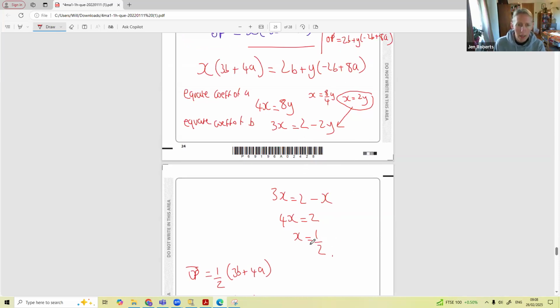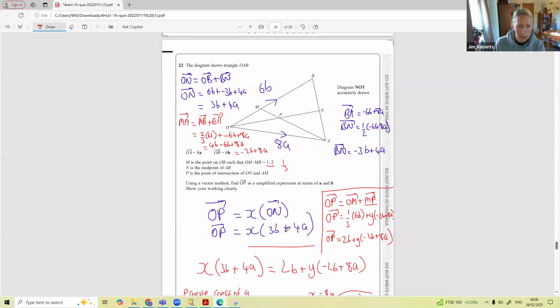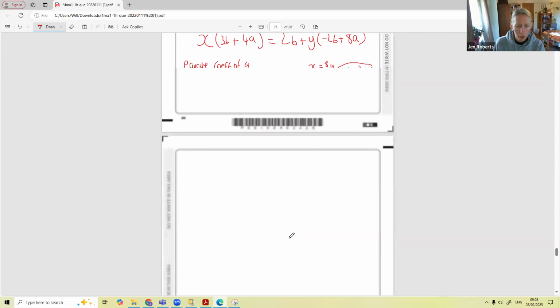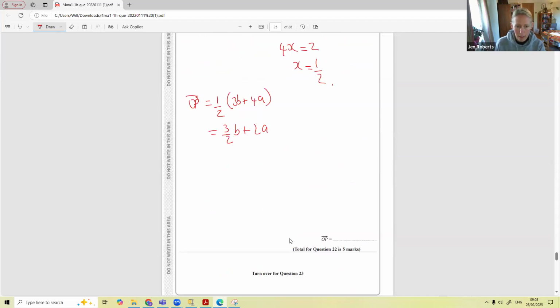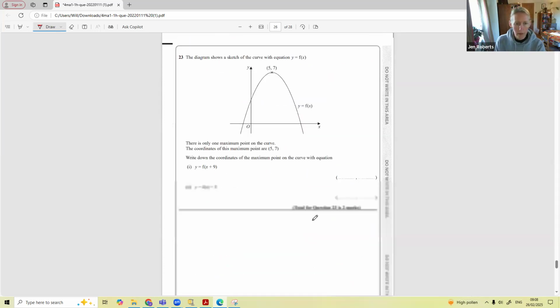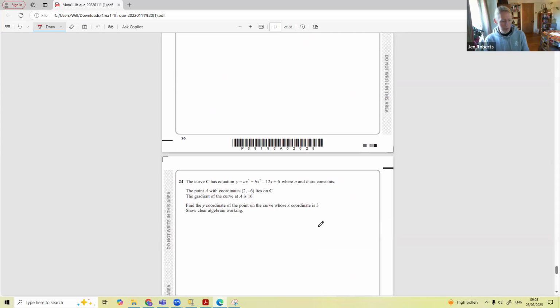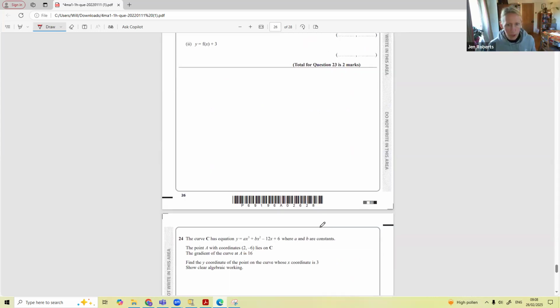Now I know x is a half. I just subbed it back into here. Now I've got an expression for OP in terms of a and b. So this is your final answer here: 3 over 2 b plus 2a. Still a couple more questions to go.